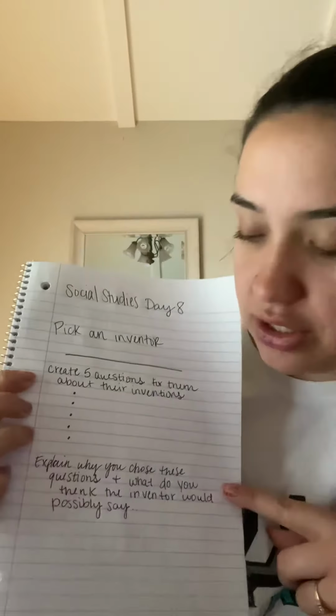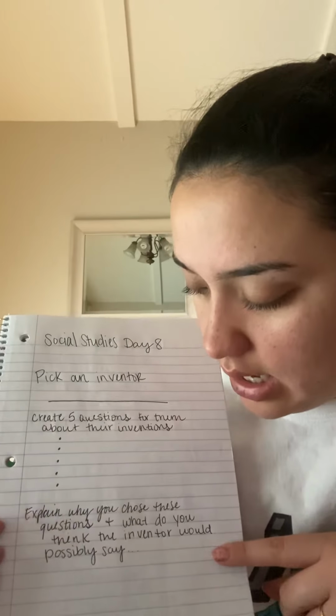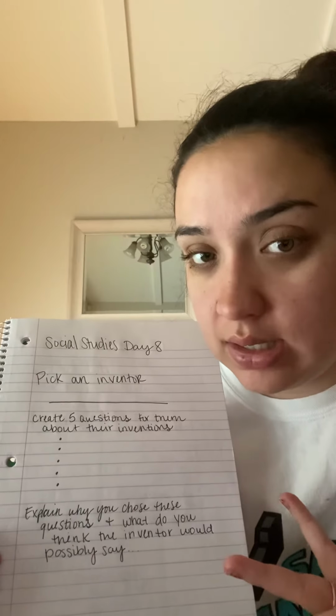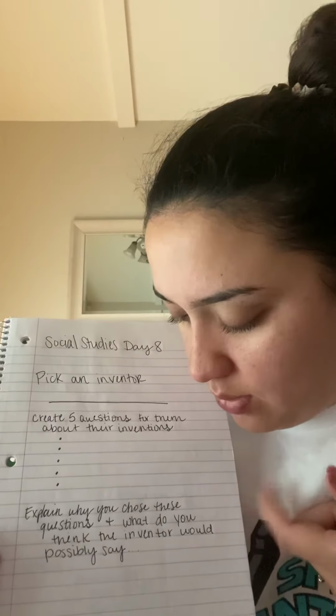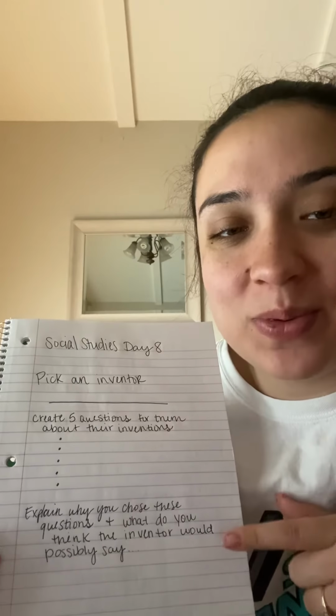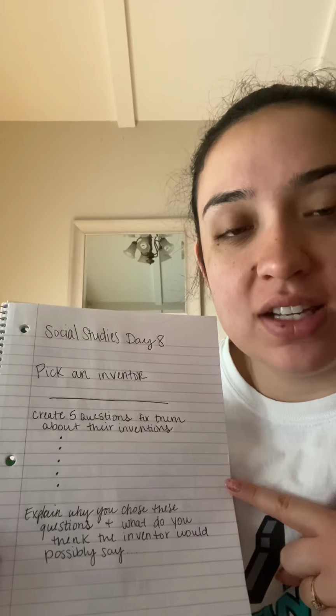After you write your questions, I want you to explain a little bit why you chose those questions. Why were you thinking about asking those things? Why did you want to know those things? And then they want you to come up with what would be some of the inventor's responses to these questions, okay? So what do you think that they would say?